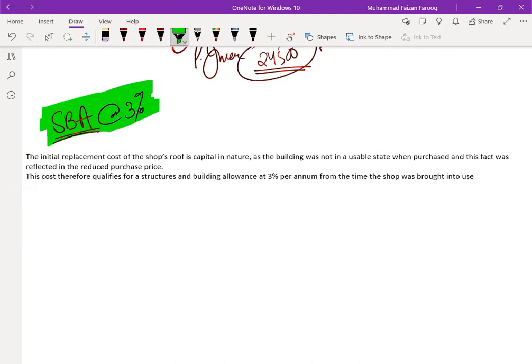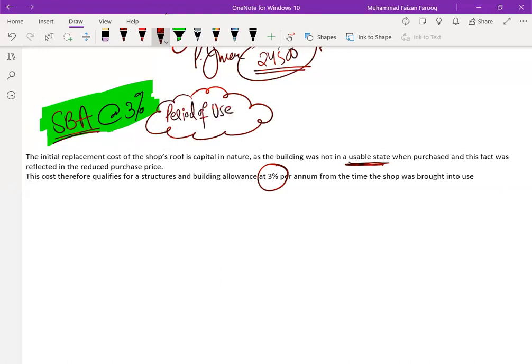But if you bought a property in an unusable, unstable state, then only the 3% allowance, which is SBA, will apply. Please note down, this allowance will be proportionate or prorated as per the period of use. It means when your property is converted into usable condition, this 3% will apply only for that particular period. How to do that? We will do it from a question.